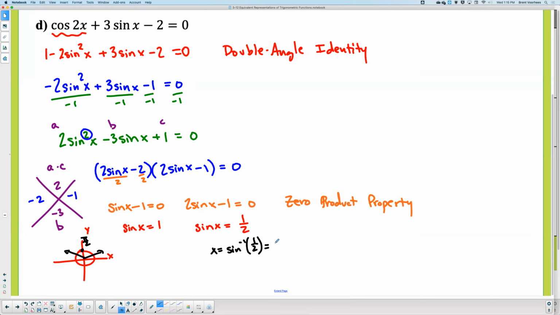Flip over your hand, you'd see that's pi/6. And so that's where this pi/6 comes from for this answer. And the second quadrant would be 5pi/6. So those would be our three solutions here.